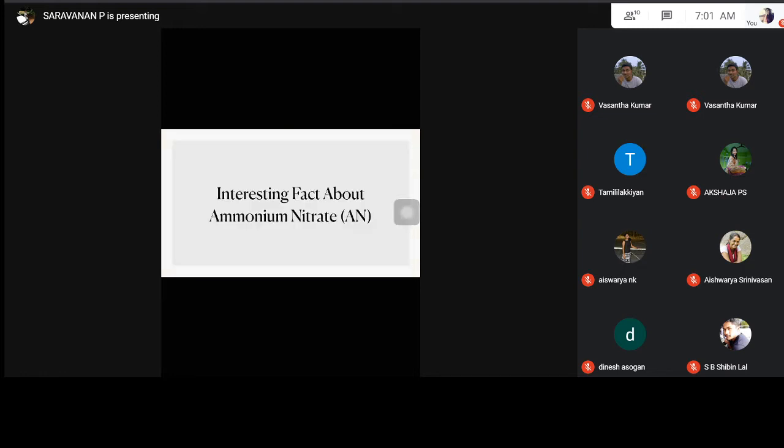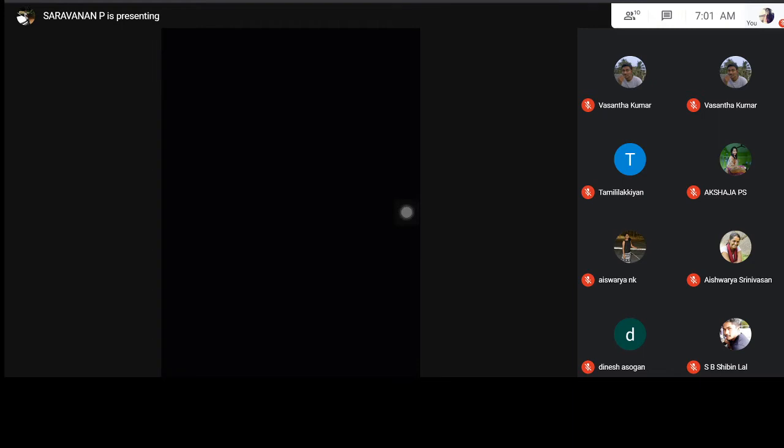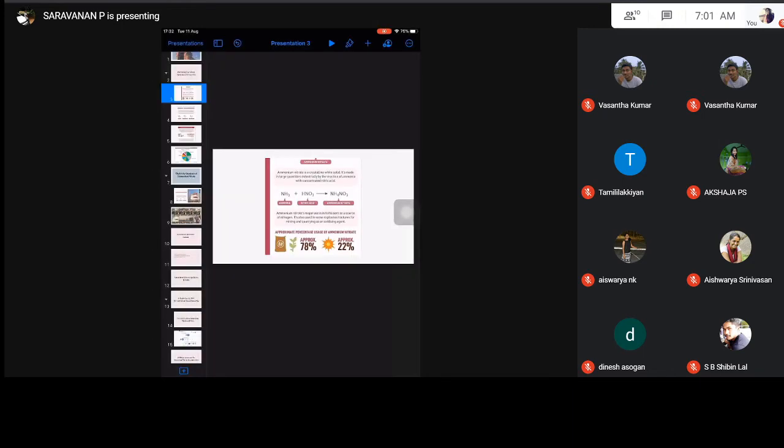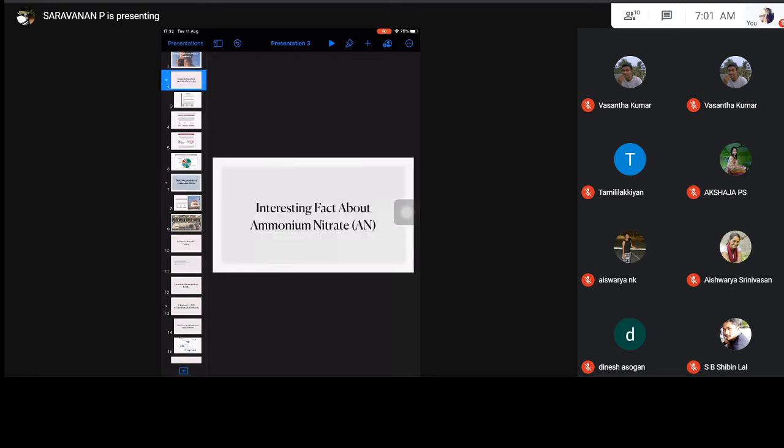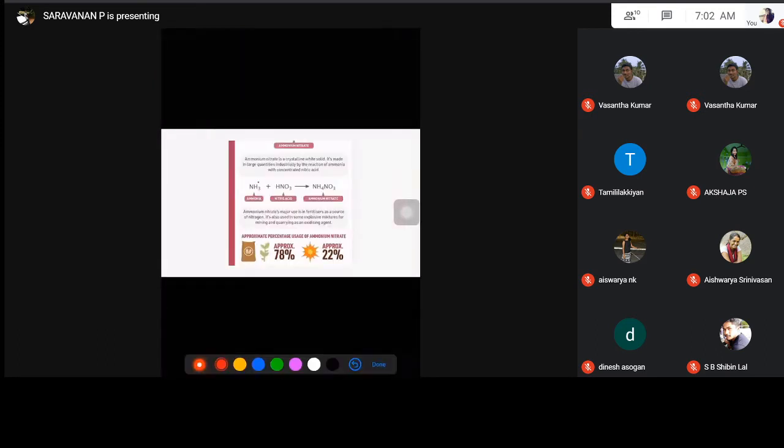This is the first picture I want to show you. Ammonium nitrate is a crystalline white solid. It is made in large quantities industrially by the reaction of ammonia with concentrated nitric acid. In order to explain very clearly, I wrote it for you. This is ammonia, and this is your nitric acid, and we end up with ammonium nitrate. Next, I explain the uses of ammonium nitrate. In your PowerPoint, I have written it for you.